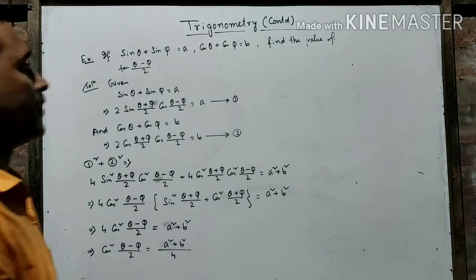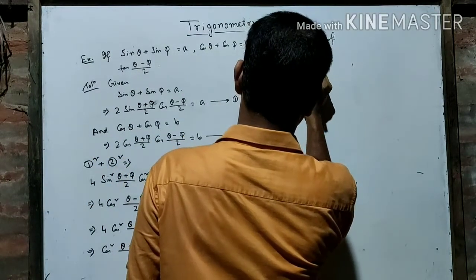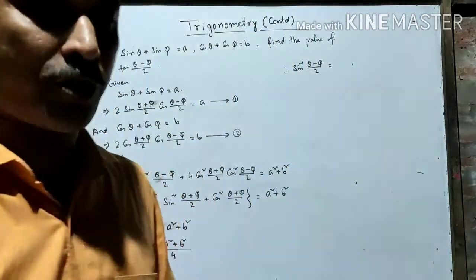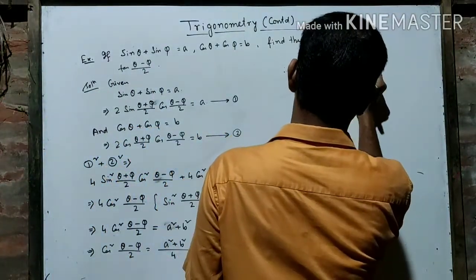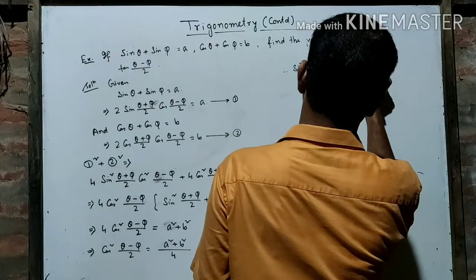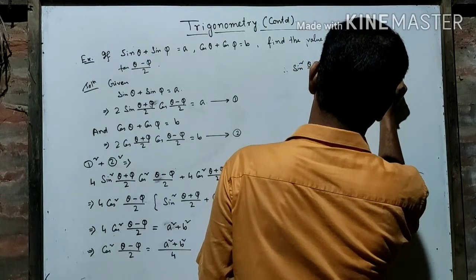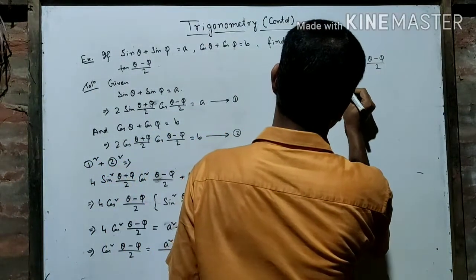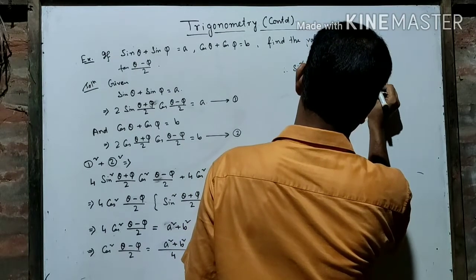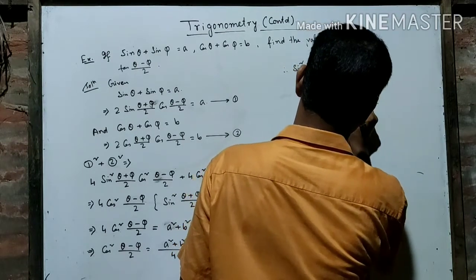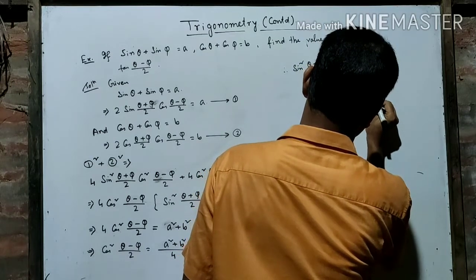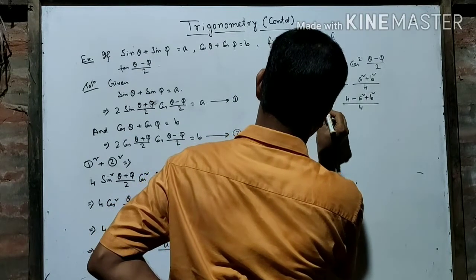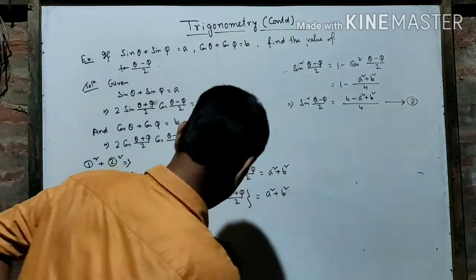Okay. Therefore, what will be sin square (theta minus phi) by 2? Sin square theta is equal to 1 minus cos square theta. So this is equal to 1 minus cos square (theta minus phi) by 2. And we have the value of cos square (theta minus phi) by 2, let us put it here. So 1 minus (a square plus b square) by 4. Take LCM. This is equal to (4 minus a square minus b square) by 4. This is your sin square (theta minus phi) by 2. Mark this by 2, this by 1.